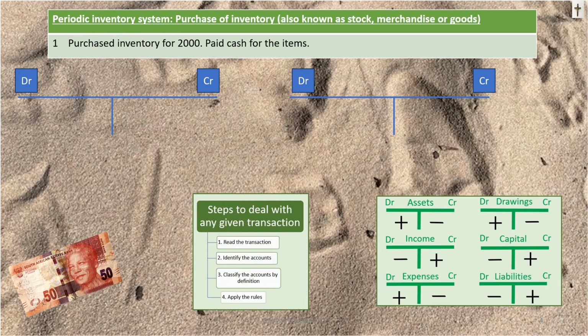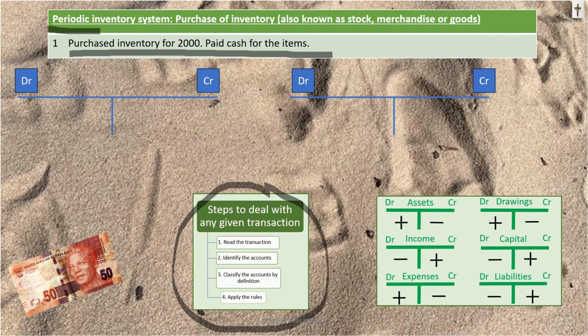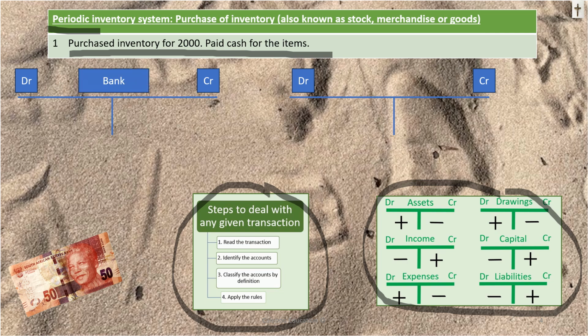Now using the periodic inventory system, I'm going to record the same transaction. Purchased inventory for 2,000 euros, paid cash for the items. Remember, if you're dealing with any transaction, you apply those steps and we apply the rules. So we need to establish which accounts are involved. Once again, in the periodic, our bank balance has decreased. Bank is an asset. A decrease in assets gets credited.